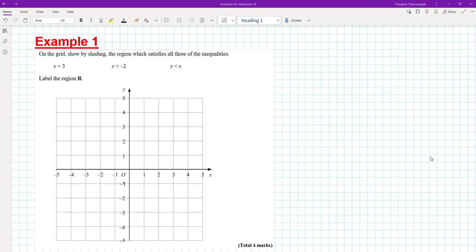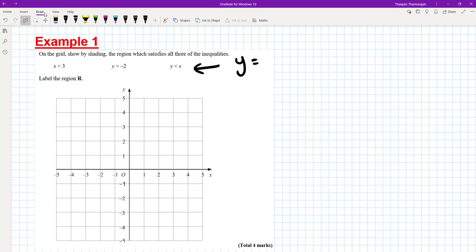One of the things we have to notice is we've got x is less than 3, y is greater than -2, and y is less than x. Whenever you've got a less than or greater than, we're going to use a dotted line. If there was an equal sign, as in less than or equal to, we would have a solid line. Because everything is strictly less than or greater than, I'm going to be using a dotted line throughout this question.